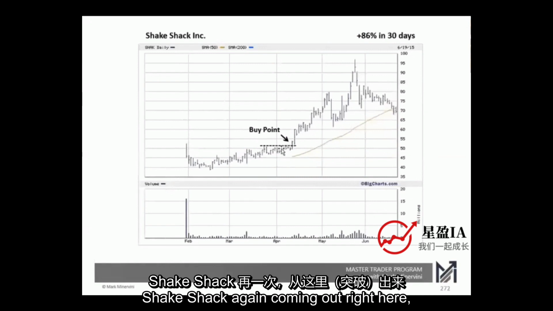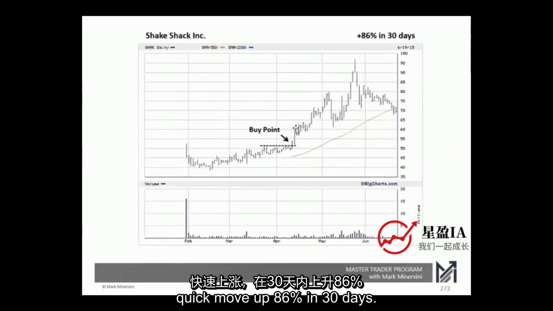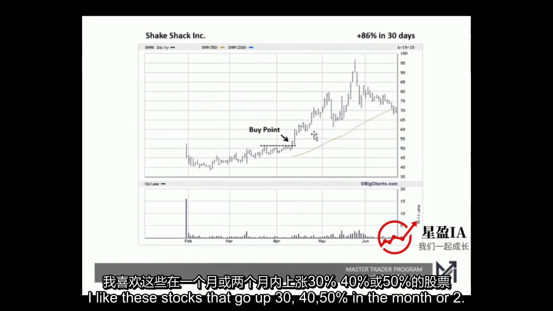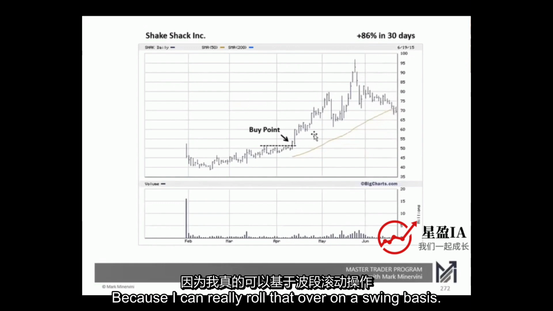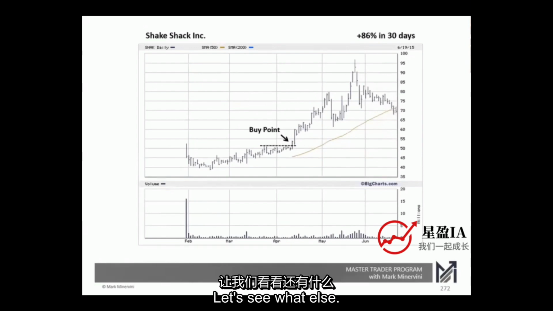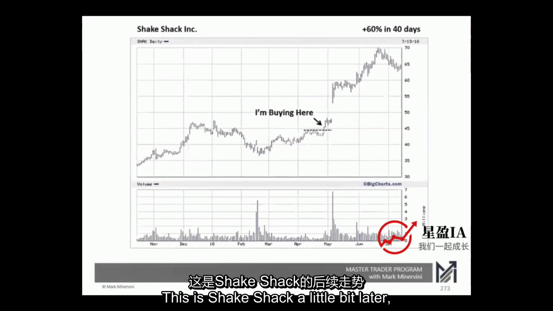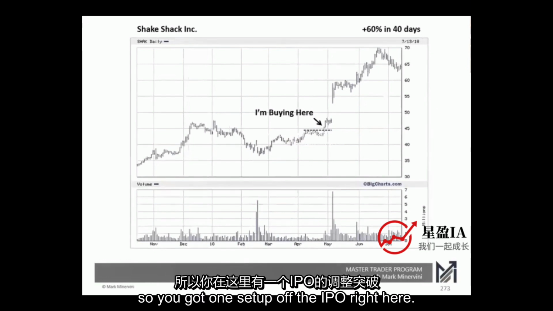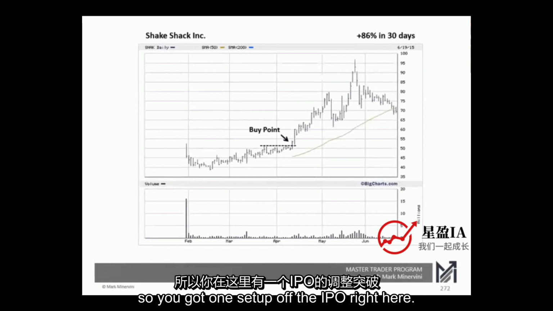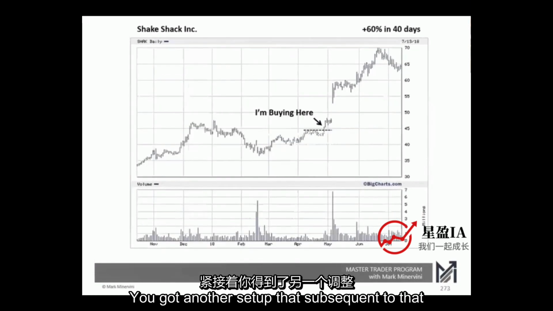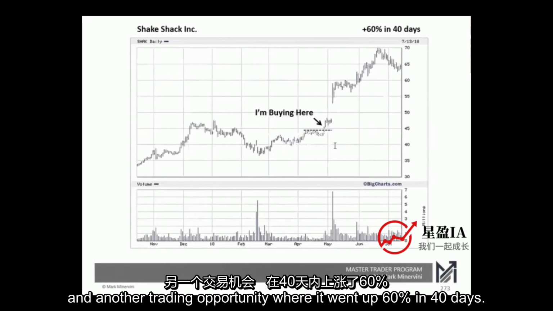Shake Shack, again, coming out right here. Quick move up, 86% in 30 days. See, that's what I really like. I like these stocks that go up 30, 40, 50% in a month or two, because I can really roll that over on a swing basis. Let's see, what else? This is Shake Shack a little bit later. So you got one setup off the IPO right here, and then you got another setup subsequent to that, and another trading opportunity where it went up 60% in 40 days.